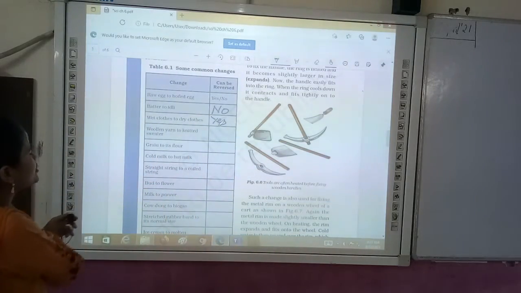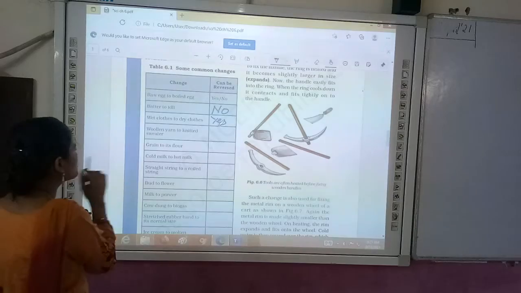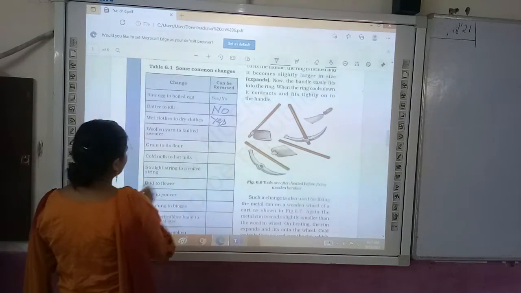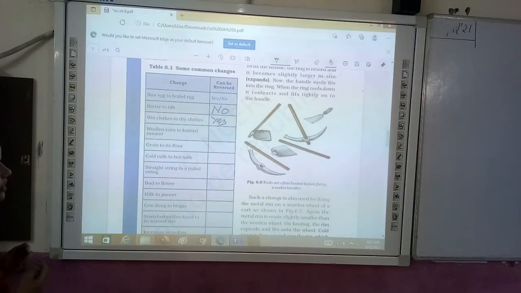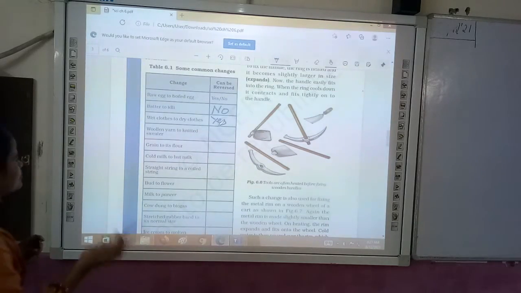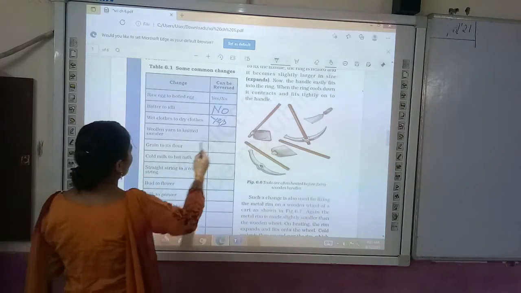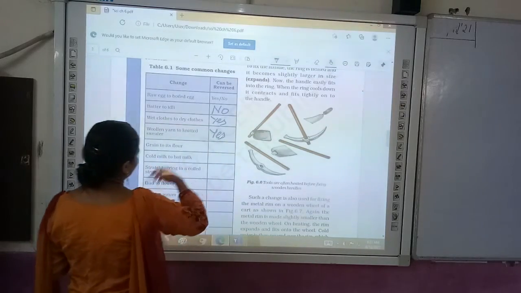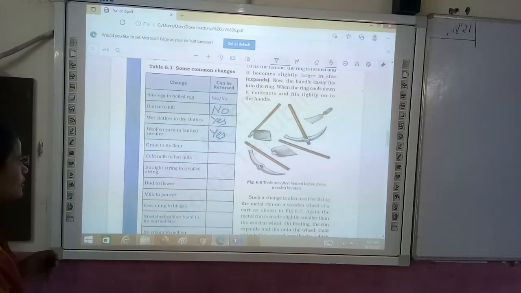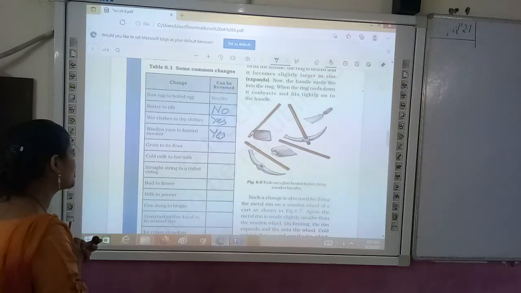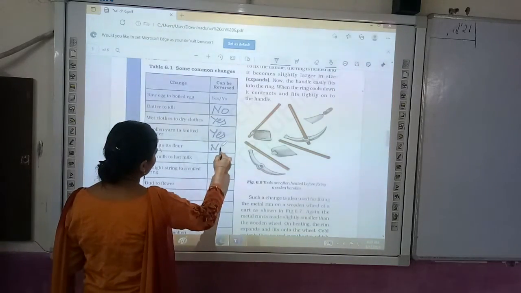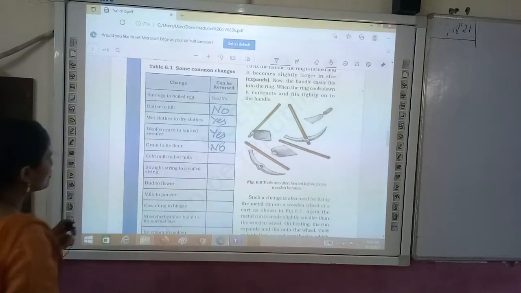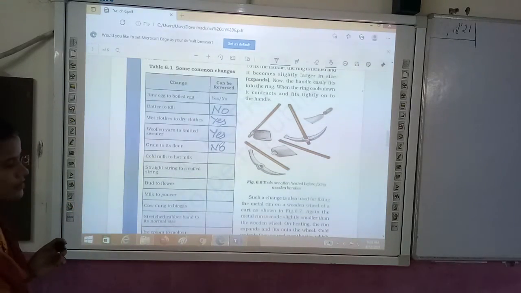Woolen yarn to knitted sweater. So woolen yarn to knitted sweater. वुलन yarn से अगर हम स्वेटर बुन रहे हैं, knitting मतलब बुनना, ठीक है. So it is possible to convert knitted sweater into woolen yarn. Grain to its flour. Grain to its flour. So it is not possible to convert flour into grain. Cold milk to hot milk. ठीक है. Cold milk से hot milk बनाया.